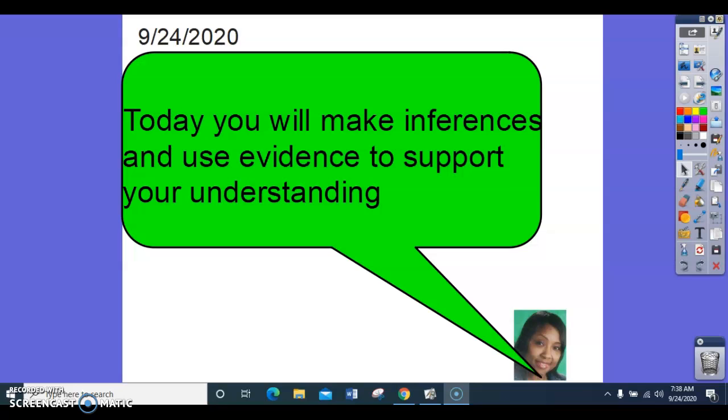All right, let's talk about what you're going to be learning today on September the 24th, 2020. Today, you will make inferences and use evidence to support your understanding. We're going to talk about the word inference today, and then we're going to focus on the evidence that supports when I make an inference. Let's get started.